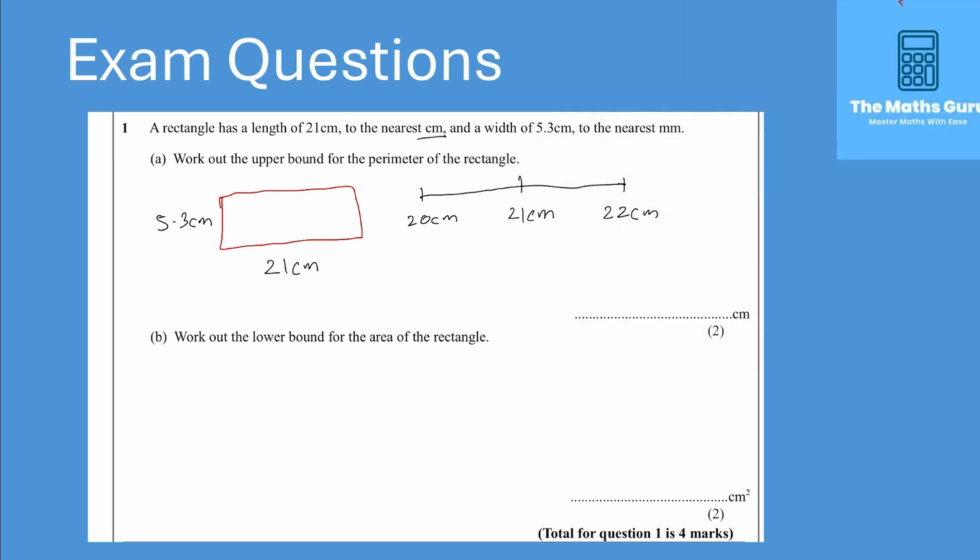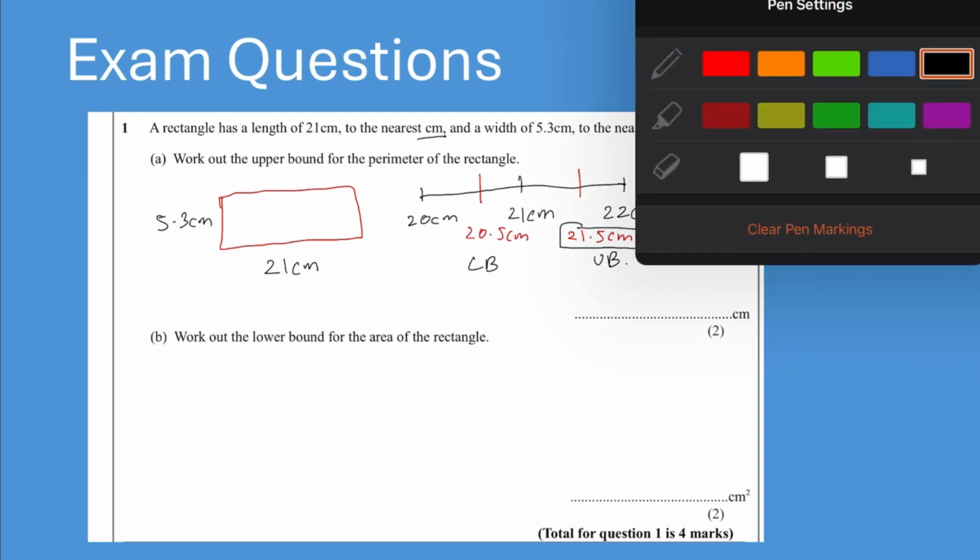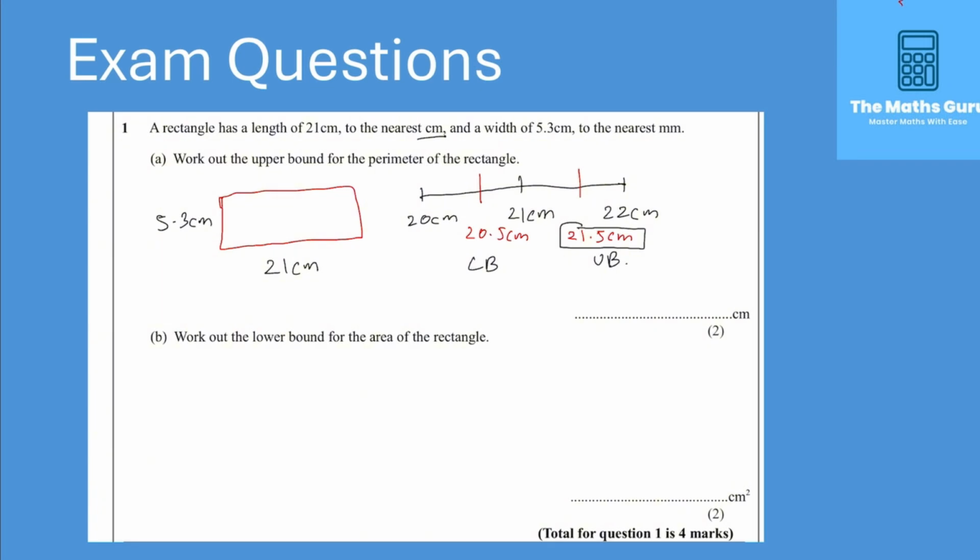We then draw our two midpoints from 20 to 21 first, which is going to be 20.5 centimeters. Then from 21 to 22, we get 21.5 centimeters. This is our lower bound. This is our upper bound. And in this case, we're told to work out the upper bound for the perimeter of the rectangle. So we're interested in this value.